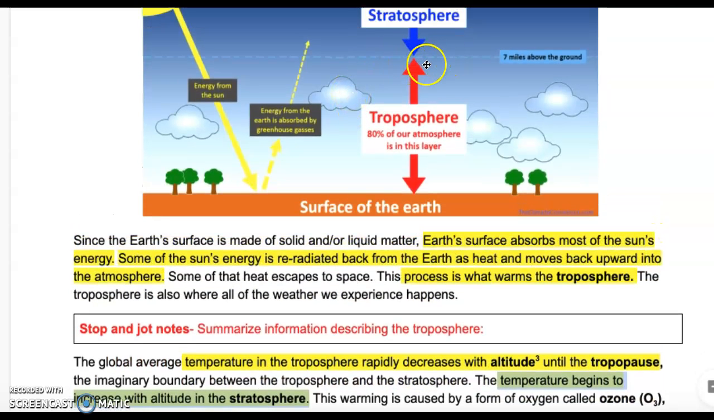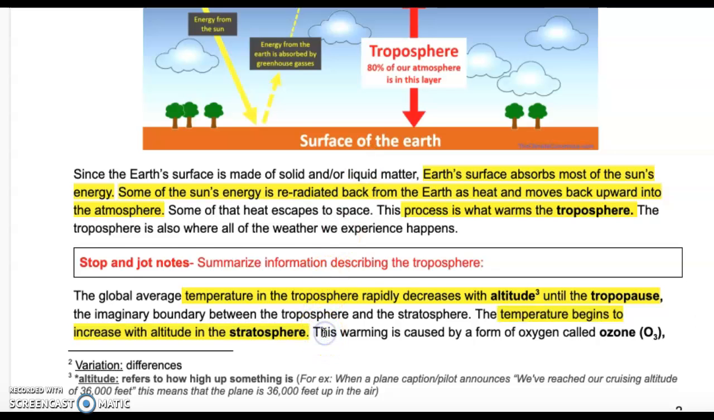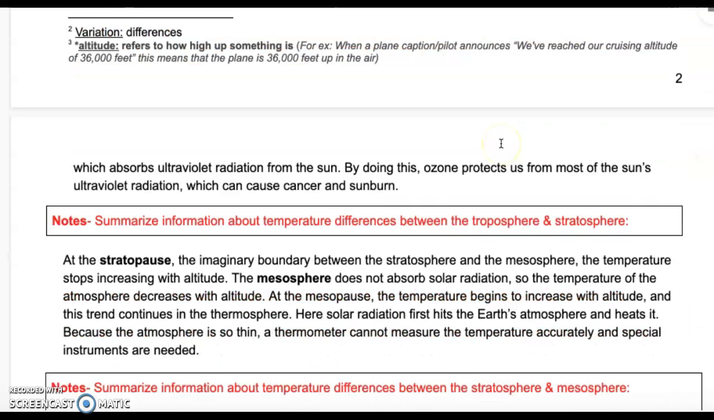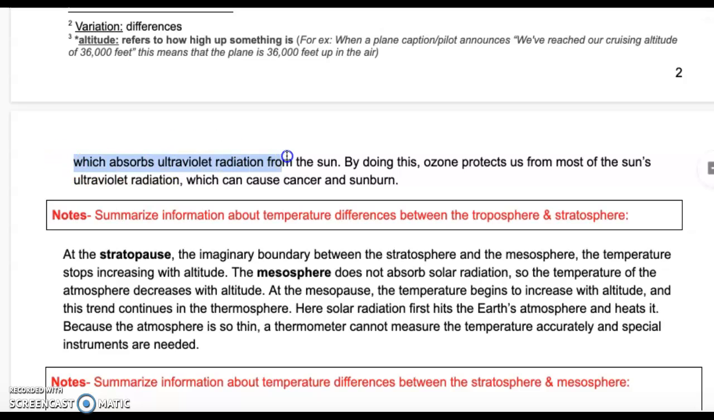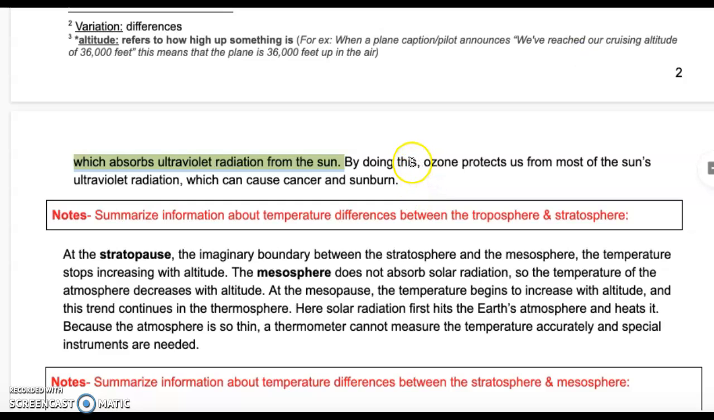until we get to this boundary, the tropopause, and then after this boundary, temperature actually starts to increase. It starts to get hotter. Why? Well, let's see what it says. This warming is caused by a form of oxygen called ozone. So I'm going to go ahead and highlight that, which absorbs UV radiation from the sun. By doing this, ozone protects us from most of the sun's ultraviolet radiation, which can cause cancer and sunburn.